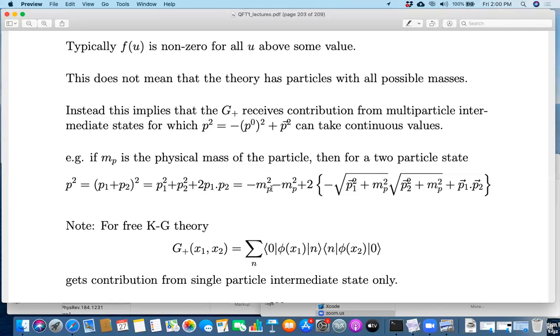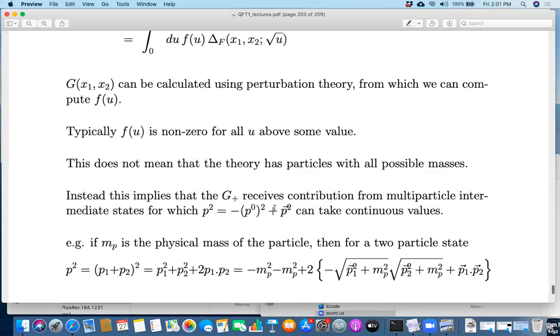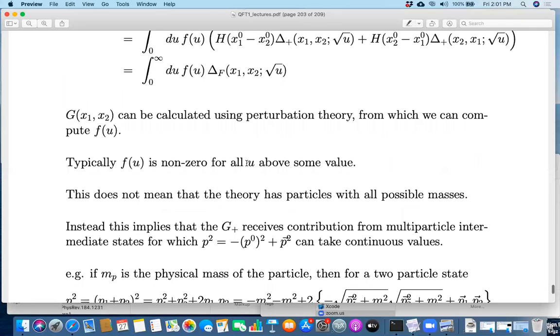So what we have here is minus 2 mp square minus 2 times the square root of p1 square plus mp square times mp. And you can easily convince yourself that this is always less than minus 4 mp square. But it can take any continuous value below minus 4 mp square. So if such states contribute to the intermediate state in the sum over n, then that would mean that f of u will be non-zero for all u above u equal to 4 mp square.